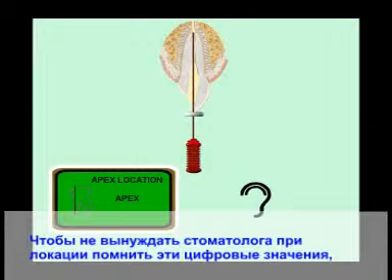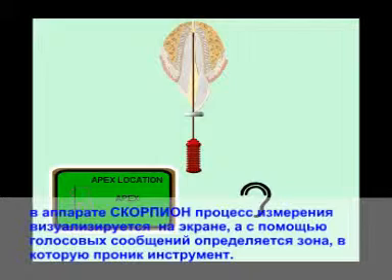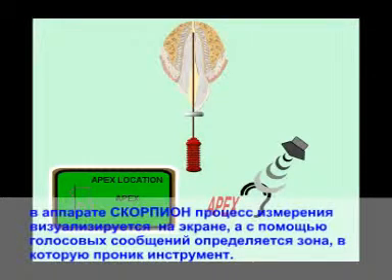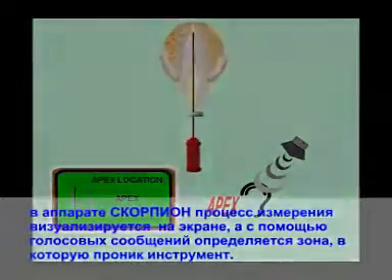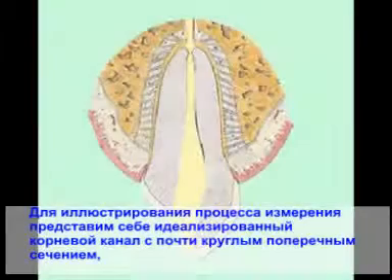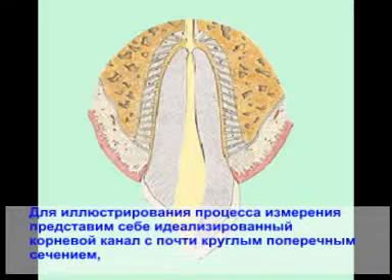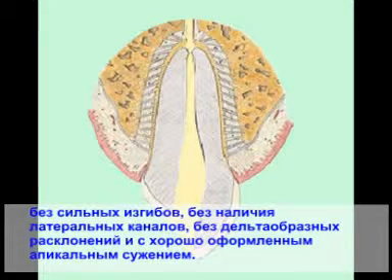In order not to make dentists remember these numbers, in the Skorpion set the measuring process can be seen on the screen and a voice defines the area where the instrument is. To illustrate the measuring process, one has to imagine an ideal root canal with an almost round cross-section, without any sharp curves, lateral canals or delta branches, and with a well-shaped apical narrowness.